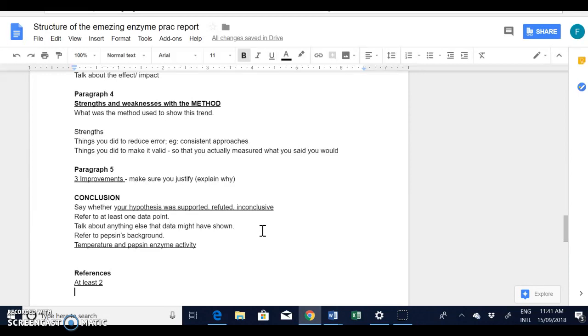Then finally your references. With this, it says at least 2, so do at least 2. Make sure they're in-text, so don't just plonk them at the bottom. The discussion and intro are really good places where you have great opportunity to reference.